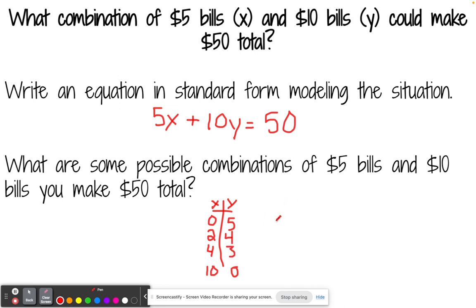I'm going to go over here. I could have 6 $5 bills, that's $30, which leaves me with $20. So I'd have 2 $10 bills. I could have 8 $5, that is $40, which leaves me with 1. Those are all my combinations.